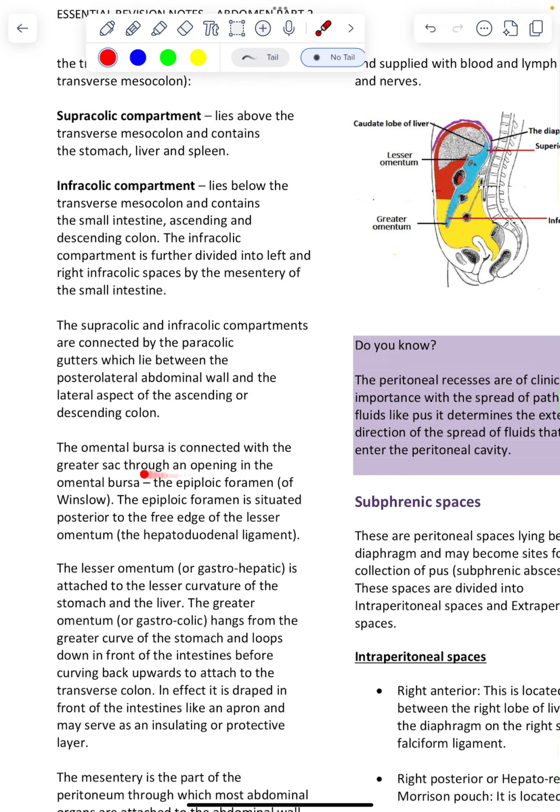The omental bursa is connected with the greater sac through an opening, the epiploic foramen. This is the epiploic foramen. The omental bursa, or lesser sac, is situated behind the free border of the hepatoduodenal ligament.